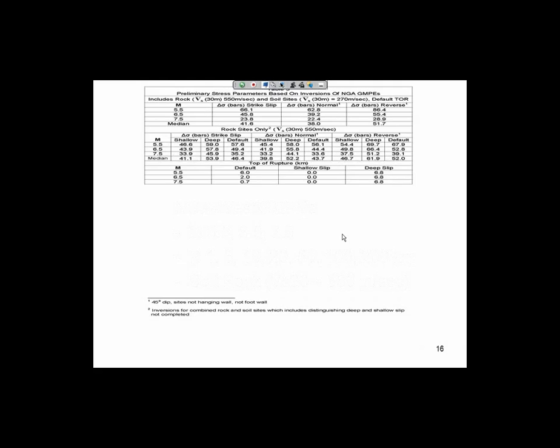The top column has 3 magnitudes, 5.5, 6.5, 7.5, and it shows the stress parameter for strike slip, normal, and reverse earthquakes. And there are a couple of trends you can see immediately. For all 3 fault types, as magnitude increases, stress parameter decreases. You can see that in strike slip, it decreases from 66 bars down to 23 bars. For reverse, 56 bars down to 29 bars.